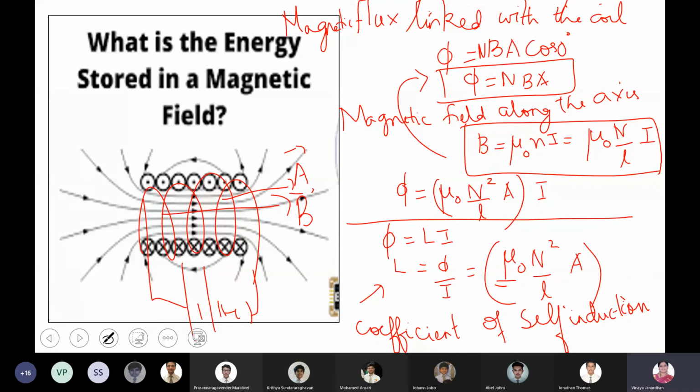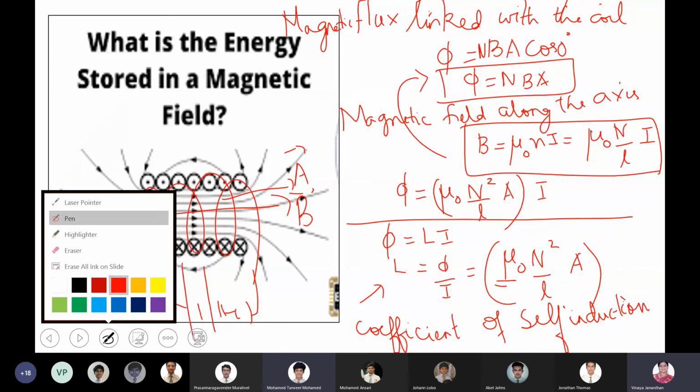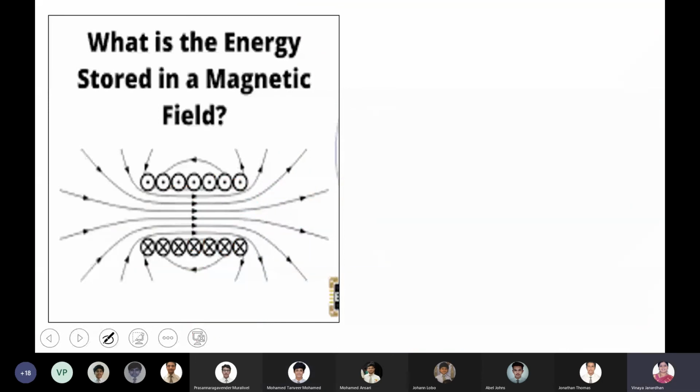Okay. I think I have 5 more minutes. I'll finish off the energy stored in a magnetic field. I'll erase this. Okay, right, boys. Energy stored in a current carrying solenoid, or energy stored in a coil. Subheading: energy stored in a coil or energy stored in a magnetic field.